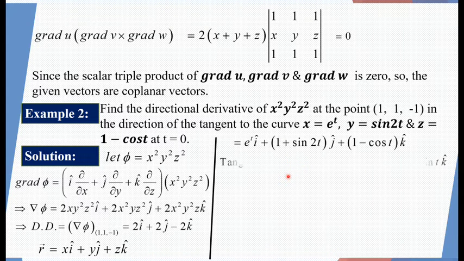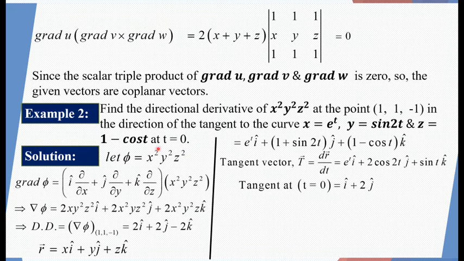Now this is the vector r. So the tangent vector t is always equal to d vector r upon dt. So when we differentiate e raised to power t with respect to t, it is e raised to power t. Differentiation of 1 is 0. Differentiation of sin 2t is 2 cos 2t. Differentiation of 1 is 0. And differentiation of cos t is minus sin t, and already a minus is there. So minus minus is plus. So it is plus sin t k. So this is the tangent vector.